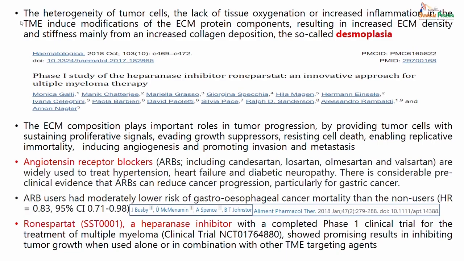The heterogeneity of tumor cells, the lack of tissue oxygenation or increased inflammation in the TME can induce modifications in the ECM protein components, which can lead to increased ECM density and stiffness, arising mainly from the increased amount of collagen deposition. This property is called desmoplasia, which is very common in a late stage tumor. Now, there are several studies, especially the one which we have highlighted here. This is a study done on multiple myeloma, which talks about a heparanase inhibitor called roneparstat, which was found to be effective in multiple myeloma therapy.